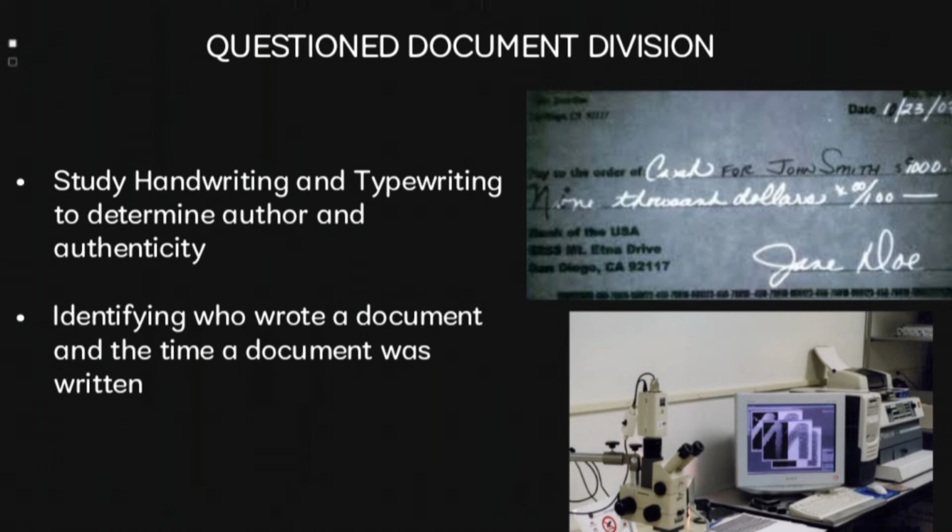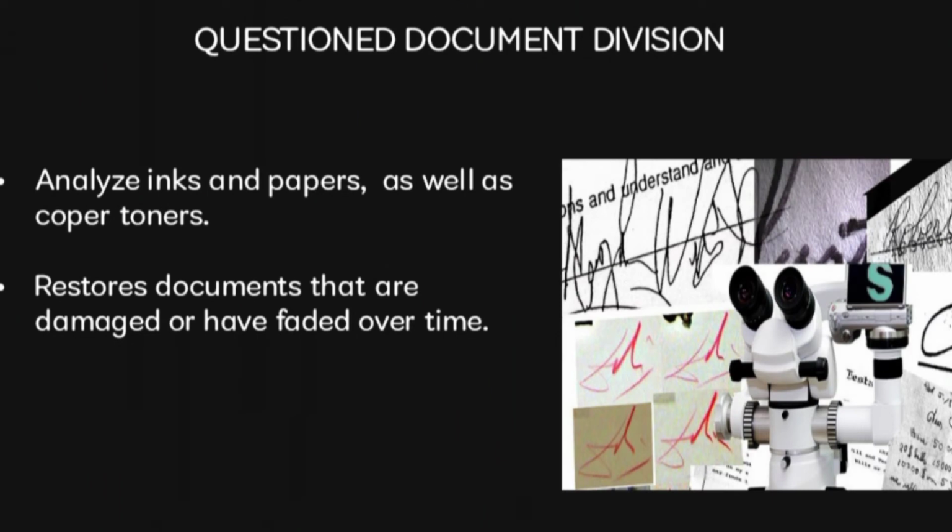They also identify who wrote a document and the time a document was written. They also analyze inks and papers as well as copier toners, and they restore documents that are damaged or have faded over time. Moreover, they may also be called upon to determine the absolute or relative age of a document and are confronted with altered, erased, charred, or obliterated writings that must be restored and read if possible.